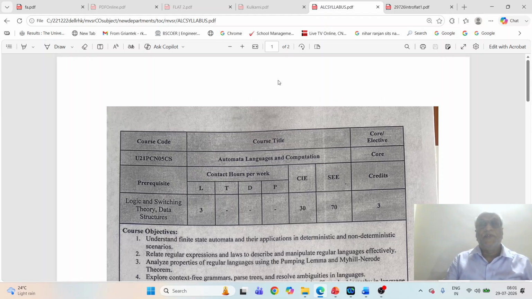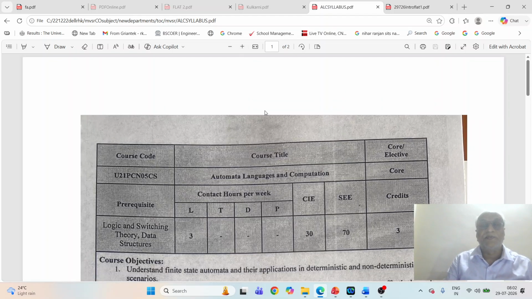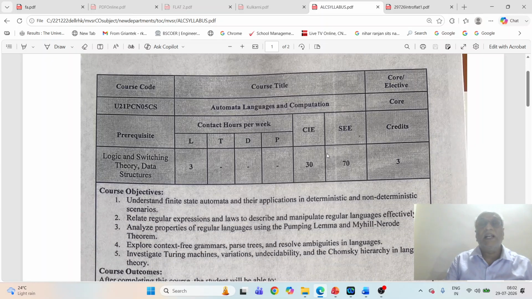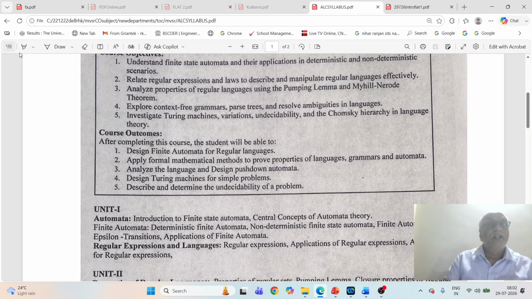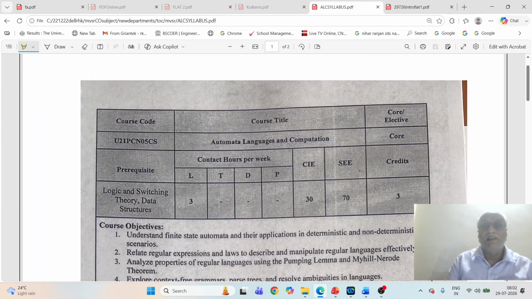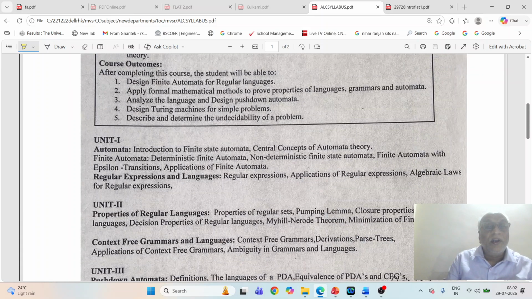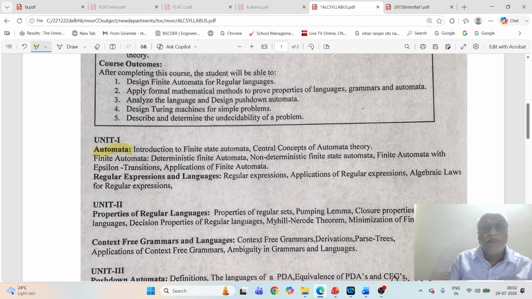Today we'll be speaking about the subject Automata languages and computation. In this, our focus of discussion today will be Unit 1 of the subject. Unit 1 introduces the automata concept, finite state automata, and some central concepts of automata theory. So we'll be focusing on these introductory topics.